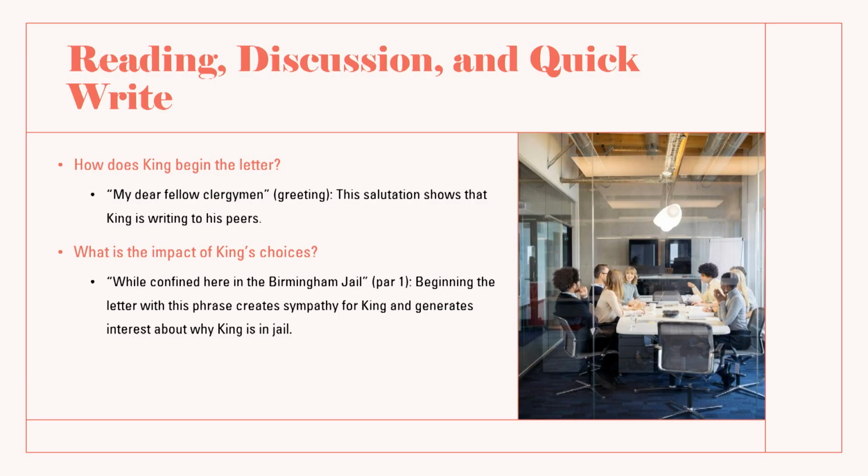All right, secondly, what is the impact of King's choices? "While confined here in the Birmingham jail," that comes from paragraph 1. He begins the letter with this phrase, trying to create sympathy for himself and generate interest about why he is in jail.